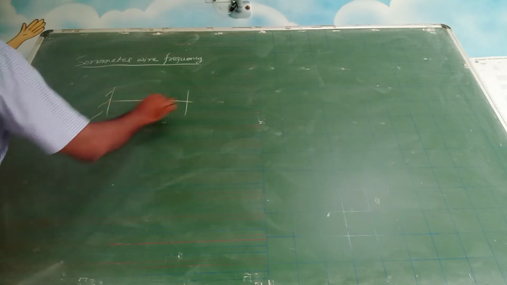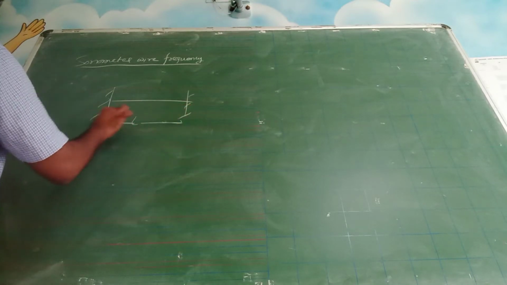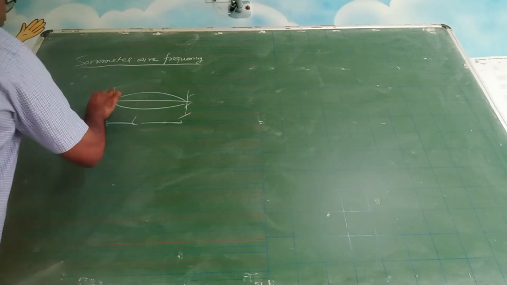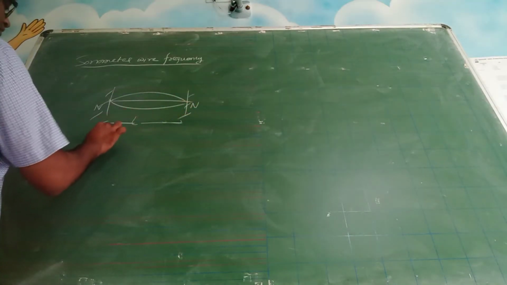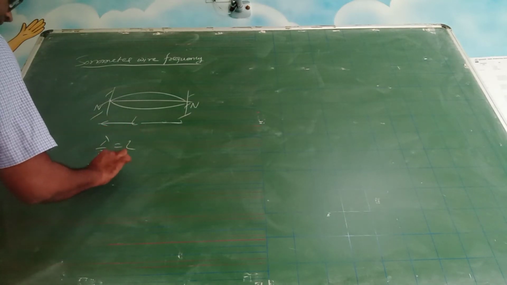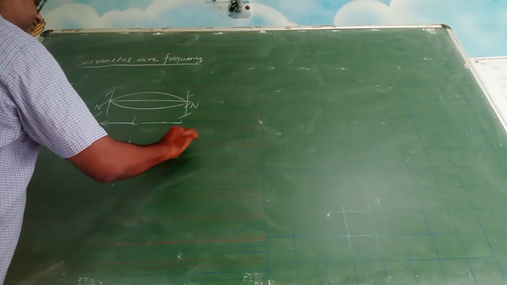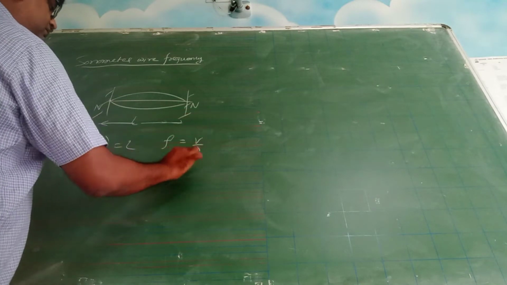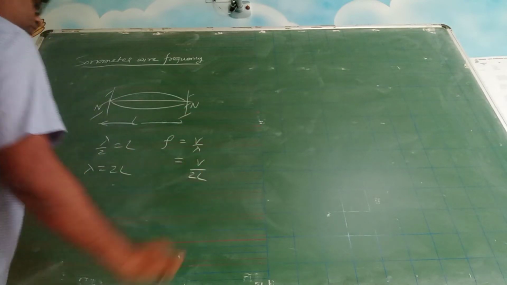Now suppose you have a stretched string of length L. So this is the first harmonic. Alright? So this is node, node to node is lambda by 2, which is equal to L. Lambda is equal to 2L. Now frequency F is equal to V upon lambda. It is V upon 2L.